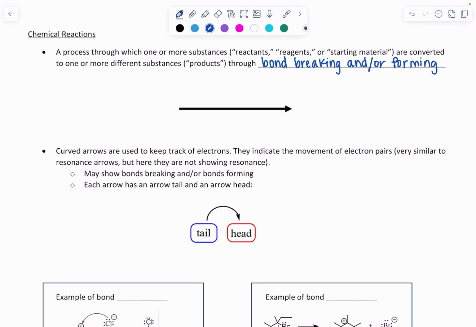So the things that get converted, what we start with, are called either reactants or reagents or starting material. I'm going to use all three of those terms, so you will definitely see them throughout the semester. And then what gets formed is a product. So we use this arrow in between reactants and products. And to go from reactants to products, we have bonds breaking or forming.